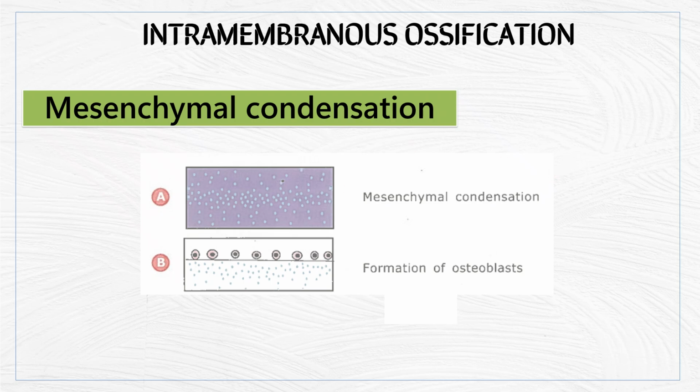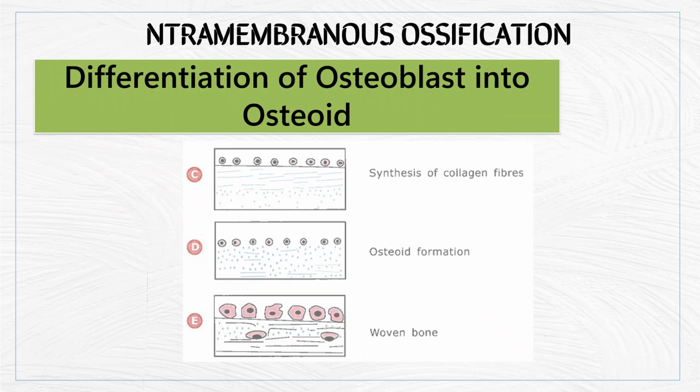The first one is mesenchymal condensation. So the mesenchymal condensation will take place initially. This forms the basis for bone formation. So once the mesenchymal condensation takes place, there will be formation of osteoblasts, which move above and occur at a superficial layer. So then the second step is differentiation of osteoblast into osteoid.